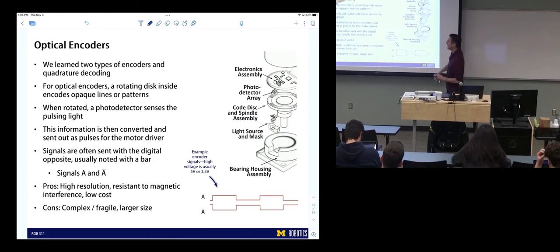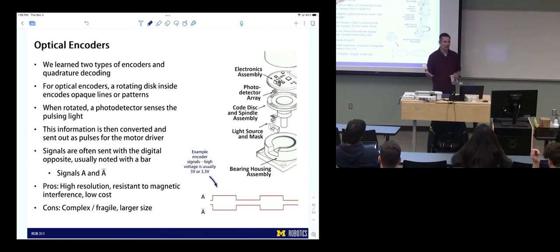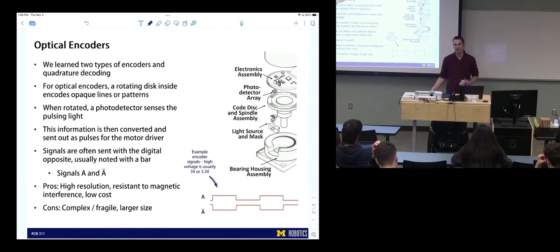These are very, very common. The pros are high resolution, resistant to magnetic fields, low cost, relatively easy to use and robust, but they're complex. Sometimes they can be fragile, depending on exactly how it's done. Ours are probably a little fragile on the flow loop motors. And then I was showing you that most of the time you'll see just A-B wires, but sometimes you see a NOT version of it, and that's for an additional layer of resolution.